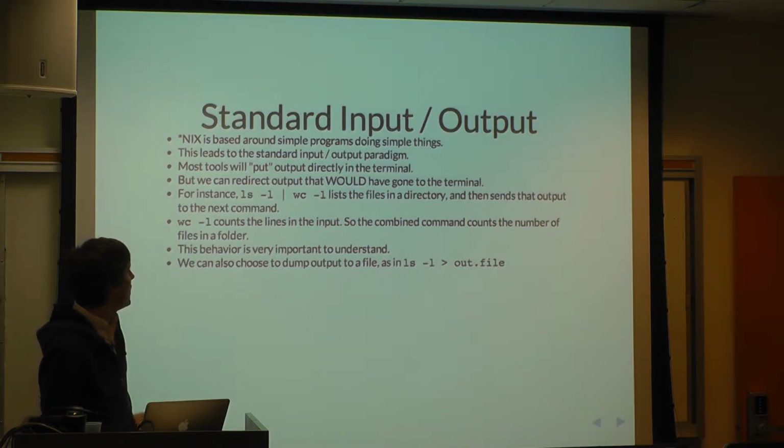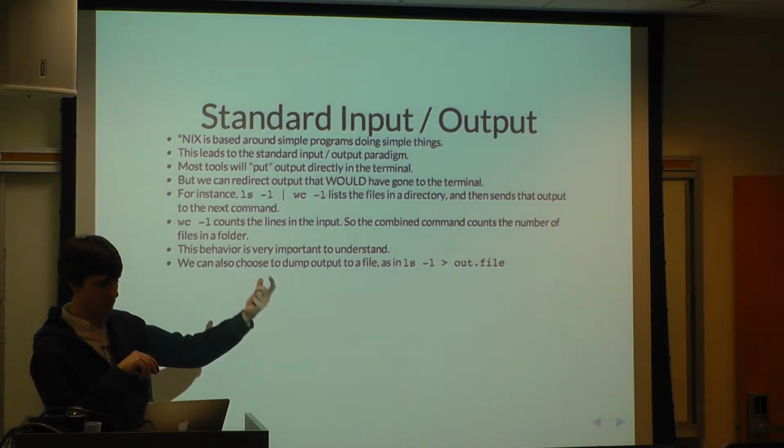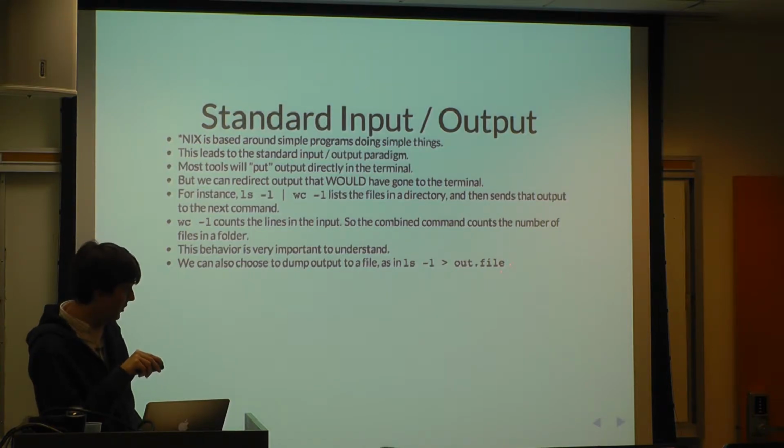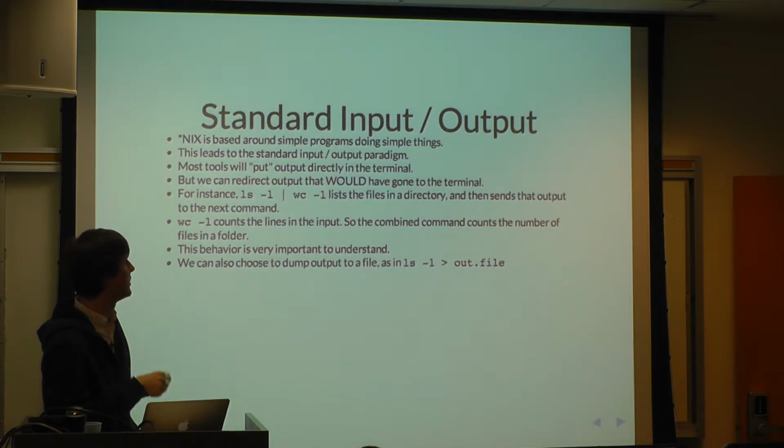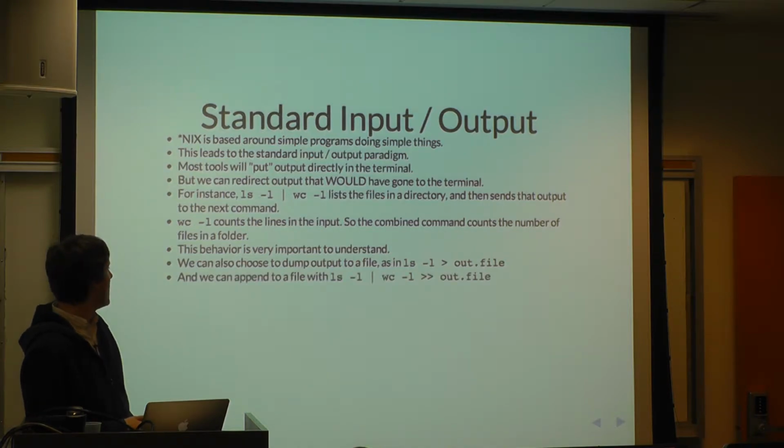So we don't only have to send things between commands, we can also choose to dump our output to a file. We do that by using this little greater than. So for example, if we wanted to dump the list of files in a folder to a file, we could do that with this command, which would list the files and then dump that to a file named out.file in the current directory. This will overwrite anything that's currently saved in out.file.